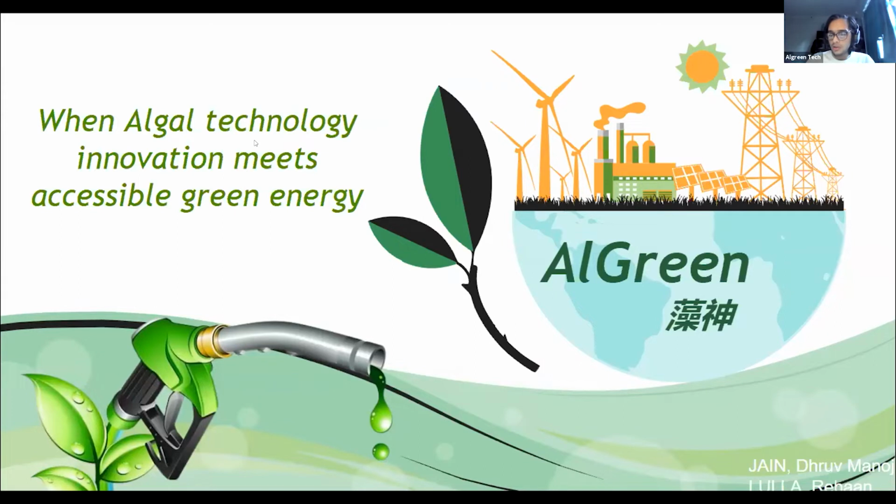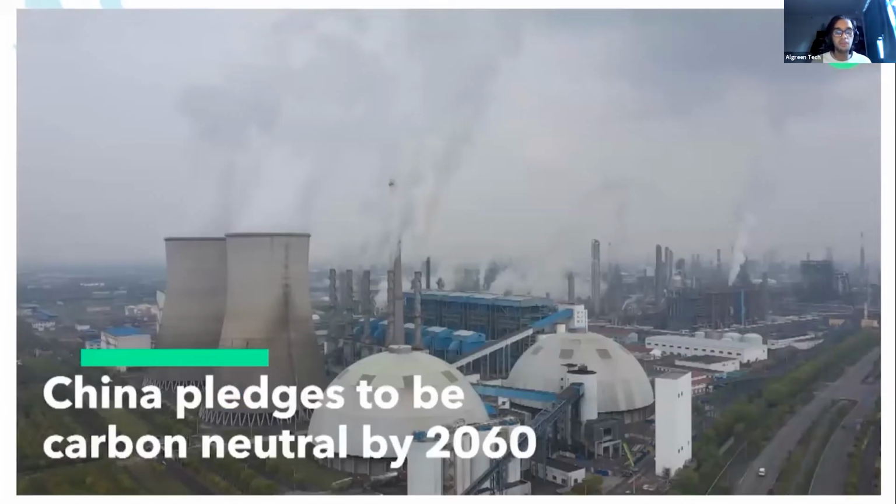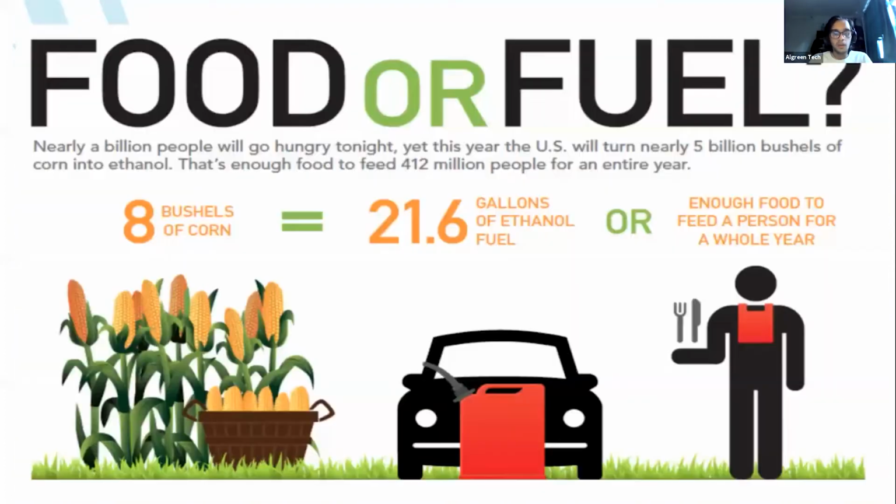Hello, good morning to all. So we are Algreen Technology, and we aim at using algae such as seaweed or kelp to produce biofuel, which are accessible forms of green energy. Recently, China pledged to be carbon neutral by 2060. This opened the stage for many disruptive innovators to contribute to more sustainable ways of living and create a better and smarter city to live in, where we have less emissions and more happiness.